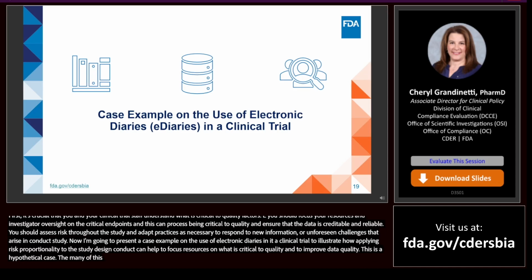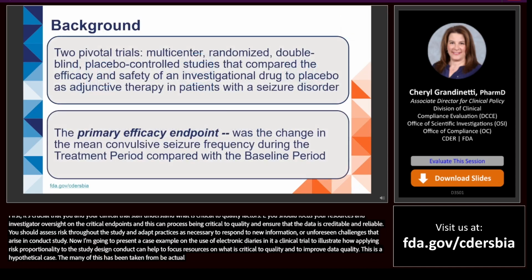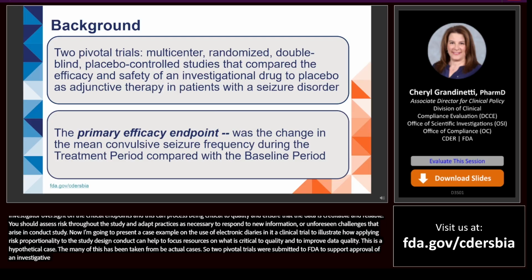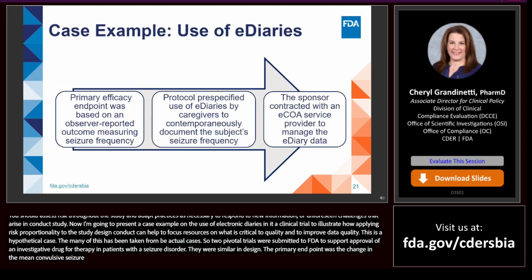So two pivotal trials were submitted to FDA to support approval of an investigational drug as adjunctive therapy in patients with a seizure disorder. The two trials were similar in design and were multi-center, randomized, double-blind, placebo-controlled studies. The primary efficacy endpoint in both studies was the change in the mean convulsive seizure frequency during the treatment period compared to the baseline period.